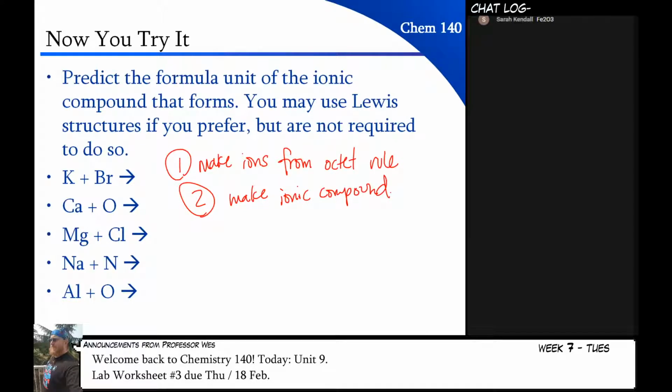So apply that to each of these 5 pairs of elements. Take KBr, turn K into an ion, turn Br into an ion, make the ionic compound. Do that for all 5 of them. We'll go over the answers together in about 5 minutes or so. See you in a bit.